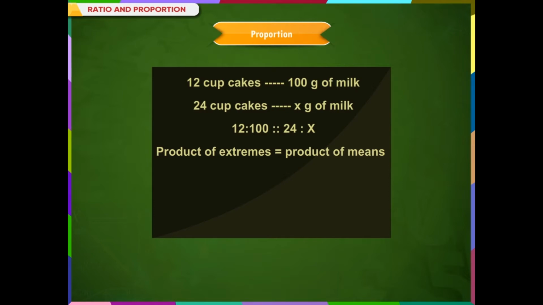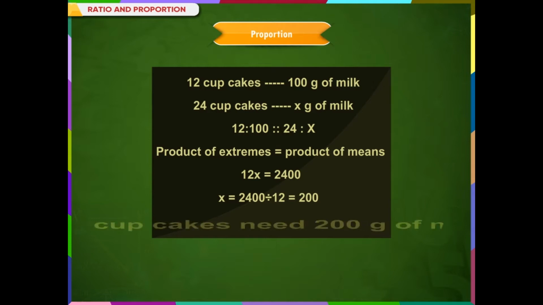Product of extremes is equal to product of means. 12x is equal to 2400. Therefore, x is equal to 2400 divided by 12 is equal to 200. Therefore, 24 cupcakes need 200 gram of milk.